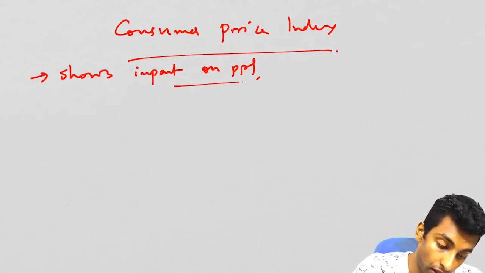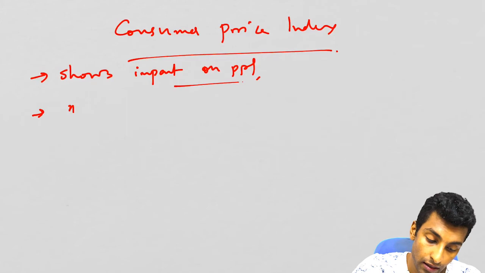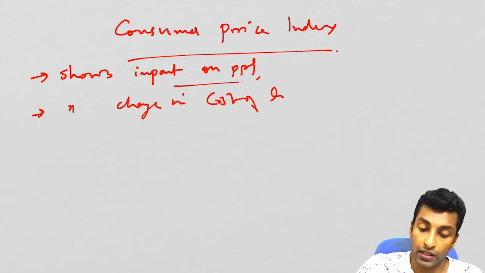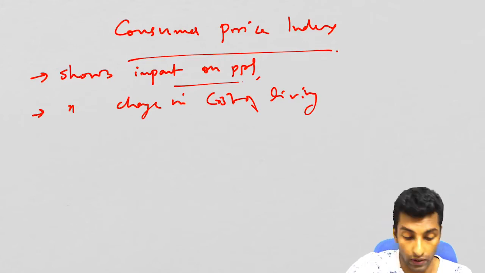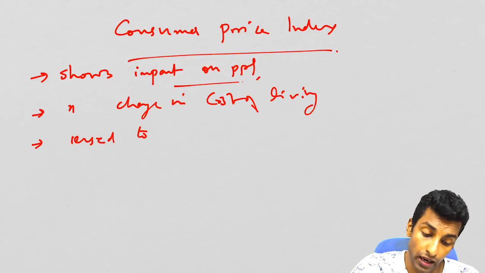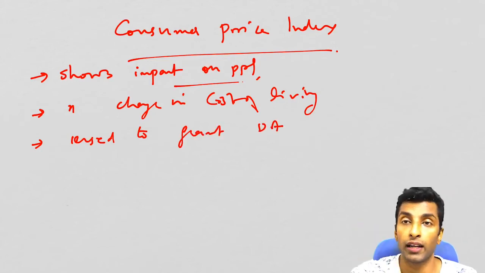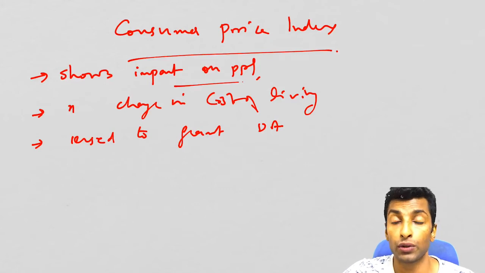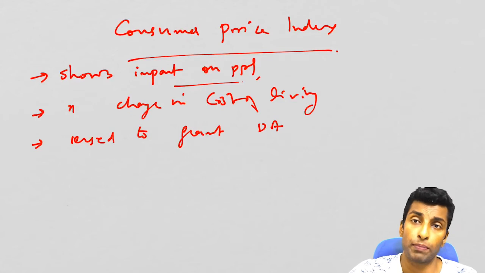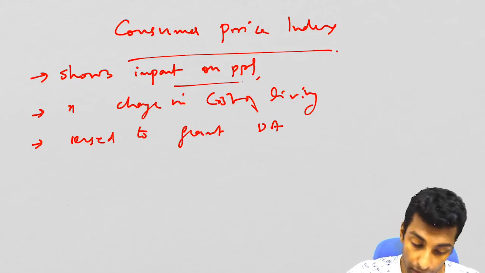It shows the change in cost of living. Now this is actually used to grant the dearness allowance. And I've told you already, till 2014 WPI was actually used for the formulation of monetary policies, but 2014 onwards CPI is actually used after the Urjit Patel committee.